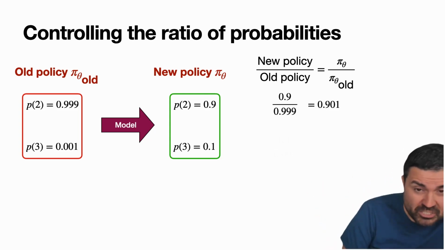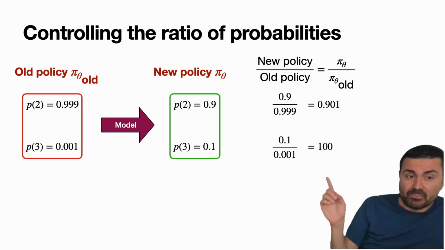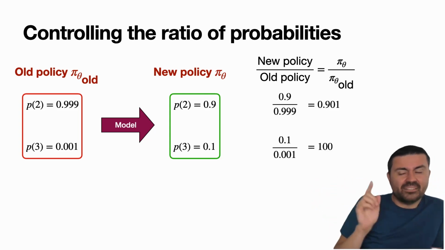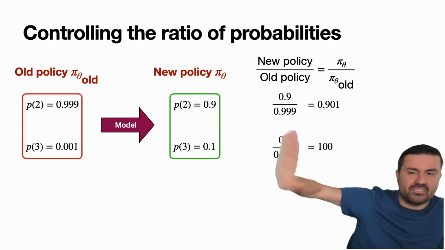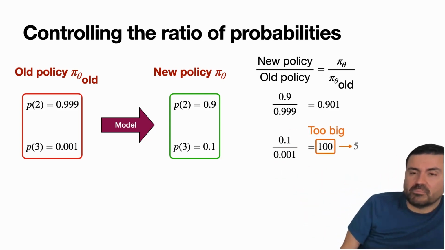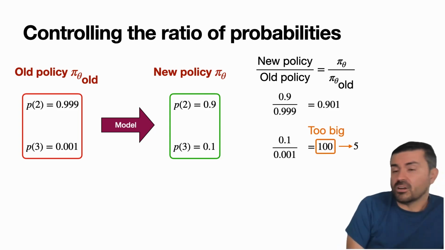That didn't change so much, but the ratio is 0.1 divided by 0.001. That's 100. 100 is a big number to put in a loss function. It can mess up your model. So we don't want this. This is too big. So let's say we want to make it at most 5. So how do we make it a 5? Well, use a clip function.